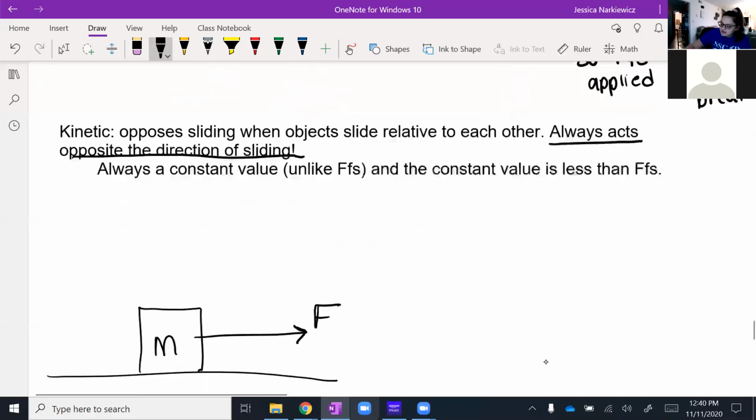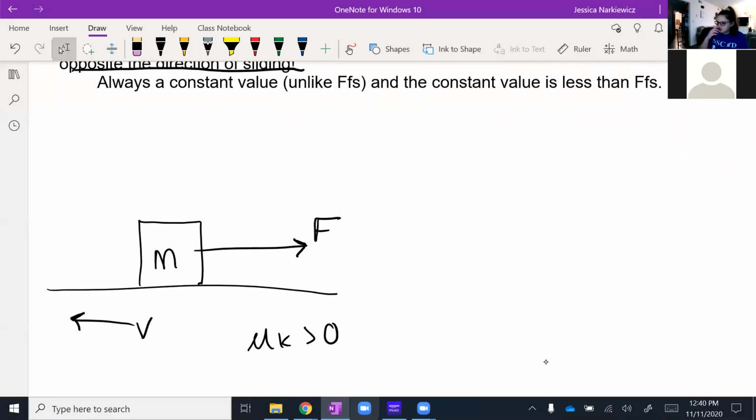Okay. So we're going to take a look at two different situations here and just talk about the direction of friction and kind of how that affects the velocity. So here I have a box with an applied force to the right, but the box is moving to the left.